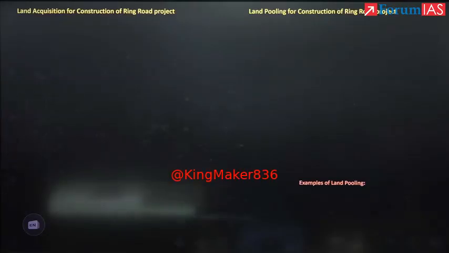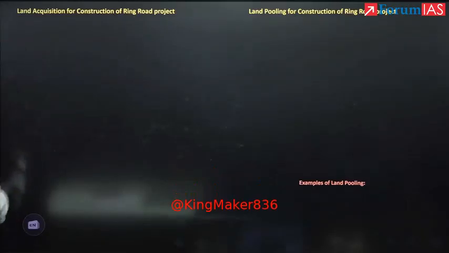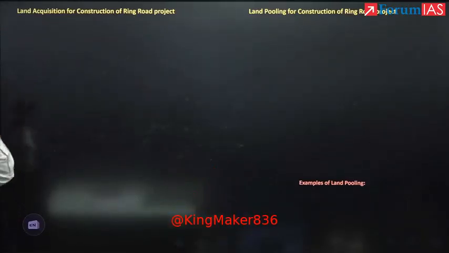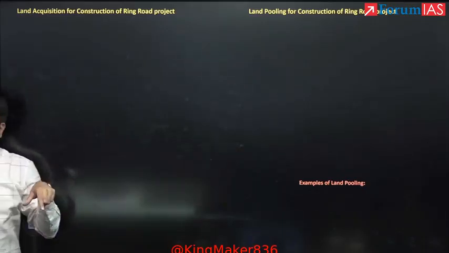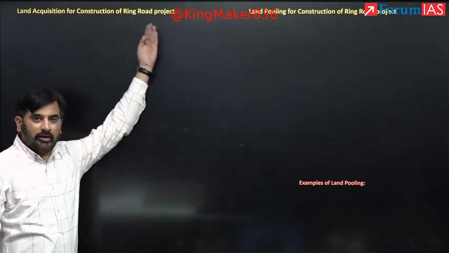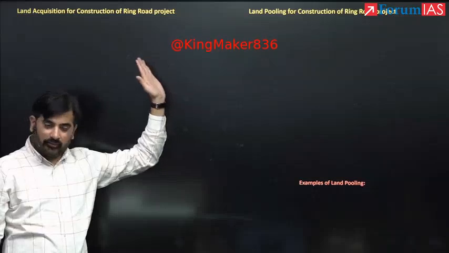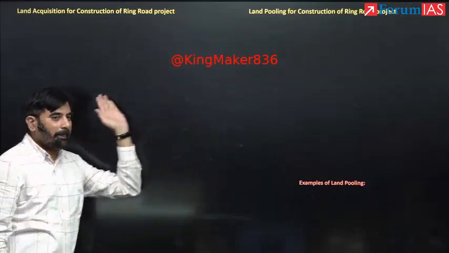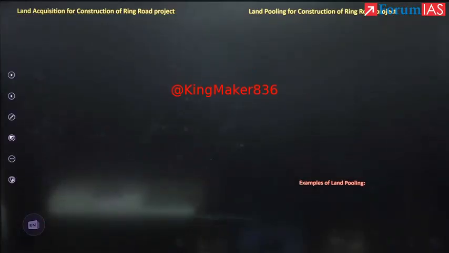Okay, just focus on a flow chart quickly. Let's say we have to construct a ring road. You know, these days a lot of metropolitan cities have constructed a ring road. To construct a ring road, there are two approaches. One approach is we can go for land acquisition. Second approach is we can go for land pooling. This is a real example which I'm taking. Let's say you want to construct a ring road by land acquisition. Which law do we have now for land acquisition in India?